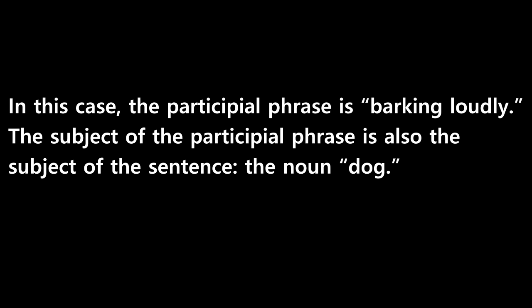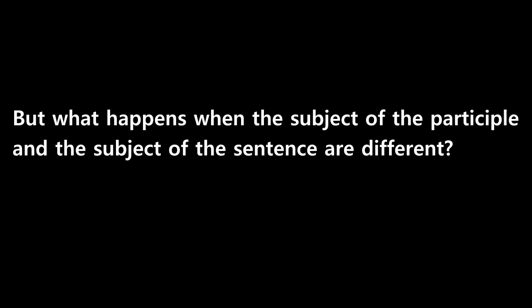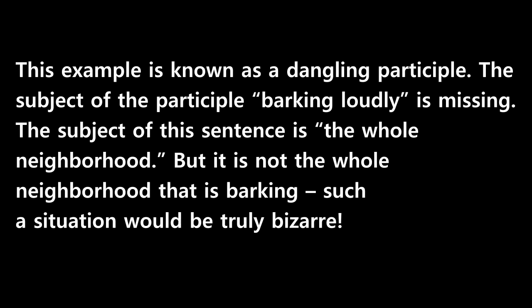In this case, the participial phrase is barking loudly. The subject of the participial phrase is also the subject of the sentence, the noun dog. But what happens when the subject of the participle and the subject of the sentence are different? Our earlier example would be something like this. Barking loudly, the whole neighborhood woke up. This example is known as a dangling participle.